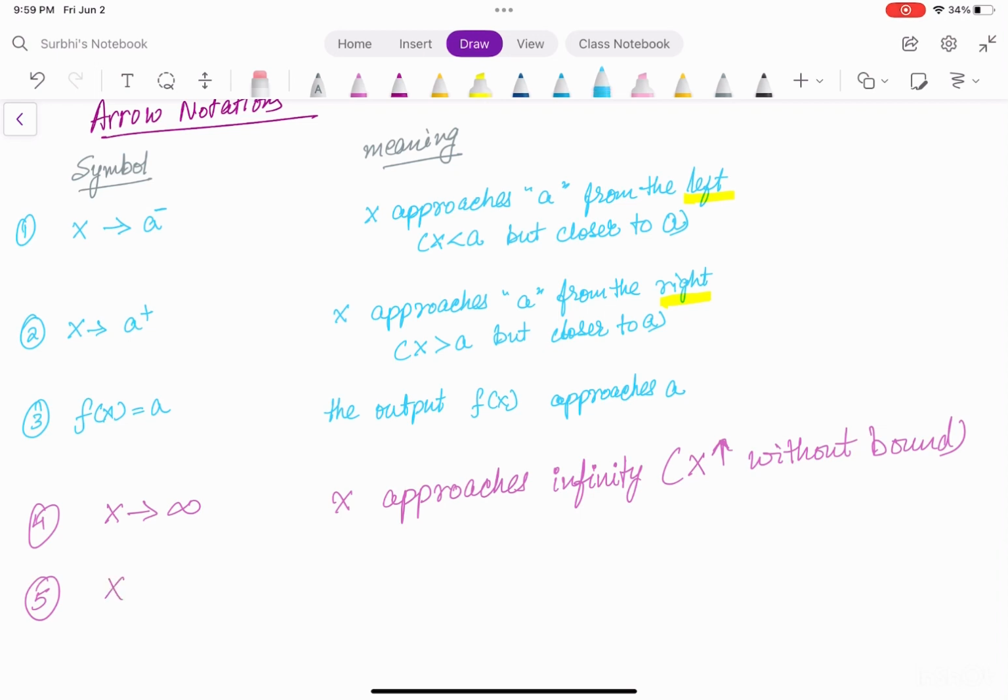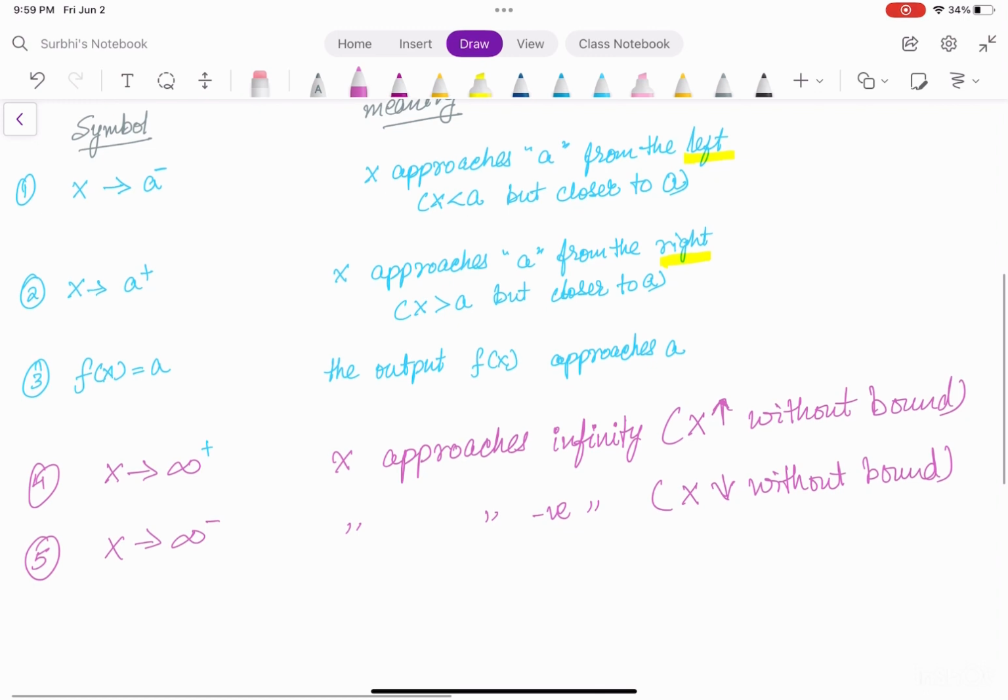Another notation is when x, again with the arrow sign, negative infinity. Now x is approaching negative infinity. Because it is negative infinity, it implies x is decreasing without bound. Because infinity means there is no finite number, there are no specific numbers, it can keep on going forever. That is the beauty of infinity, right? So x approaches positive infinity and x approaches negative infinity.